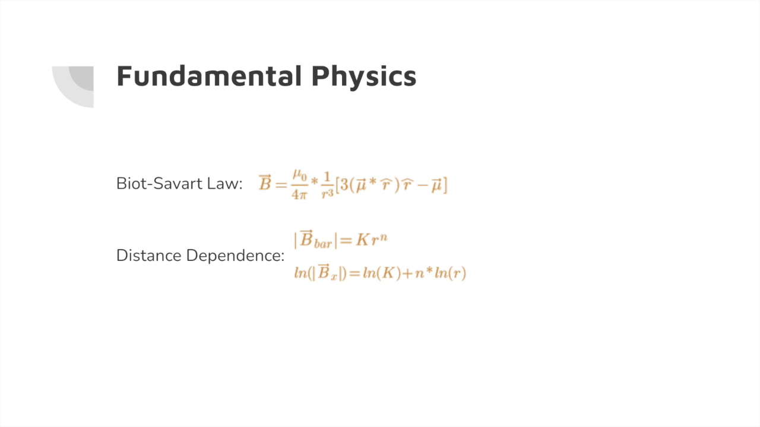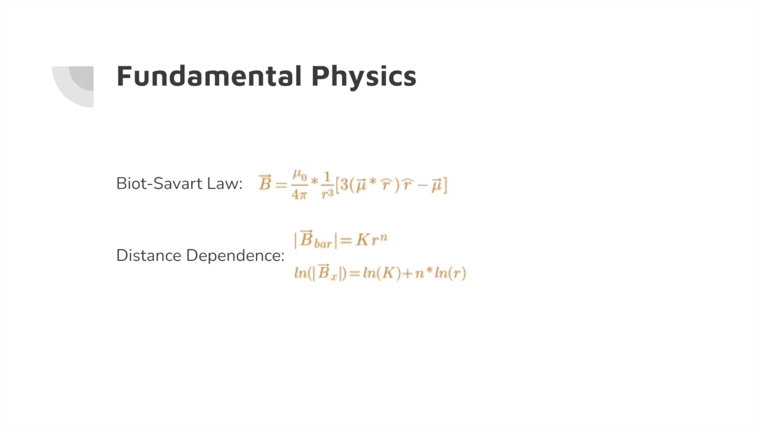For this lab, we'll utilize a couple of fundamental physics principles. The first is the Biot-Savart law, which says that the magnetic field, B, is equivalent to mu naught over 4 pi, or 1 times 10 to the negative 7th, times 1 over r cubed, times 3 times the dot product between mu and r hat, times r hat, minus mu.